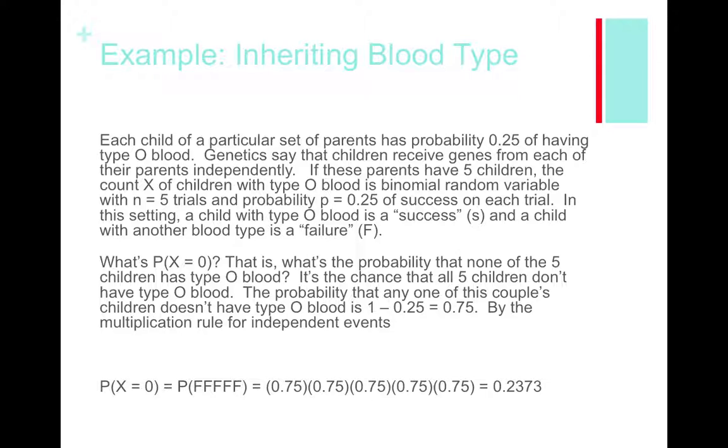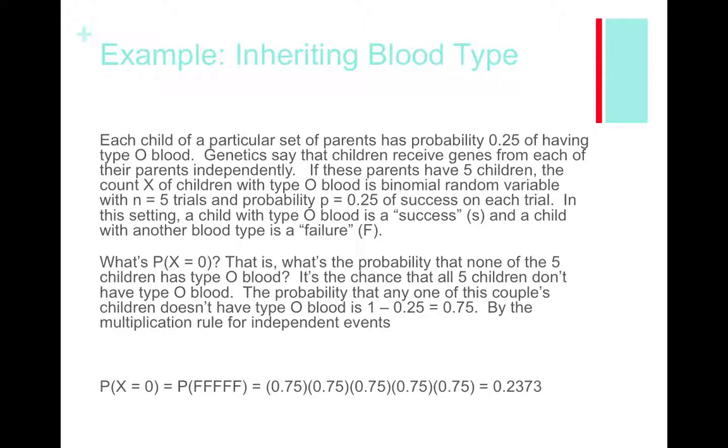So now we're going back to that problem that we identified as being binary. So each child of a particular set of parents has probability of 0.25 of having type O blood. Genetics says that children receive genes from each of their parents independently. If these parents have 5 children, the count random variable X of children with type O blood is a binomial random variable with n equaling 5 trials, and the probability p would be 0.25 of success on each trial.